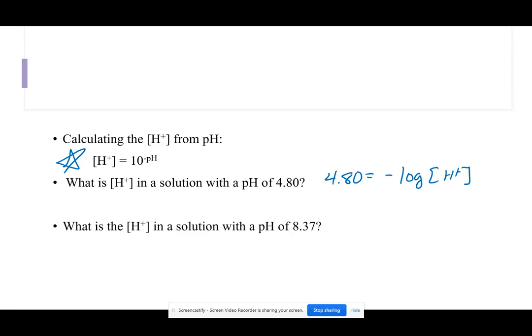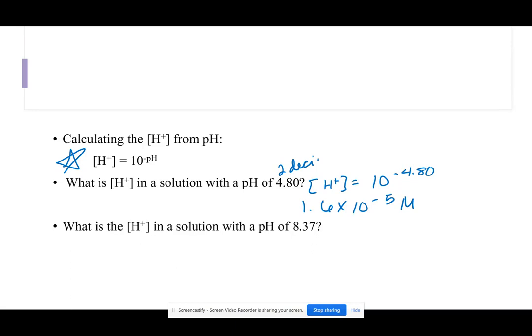And so the way you actually solve that is you rearrange the formula. 10 to the negative 4.80 would equal the hydrogen concentration. So that's where that formula is coming from. So hydrogen concentration equals 10 to the negative 4.8. That's as easy as that. Type it in your calculator. You're going to get 1.6 times 10 to the negative 5 molar. I had 2 decimals in my pH, so I'm going to 2 sig figs in my answer.